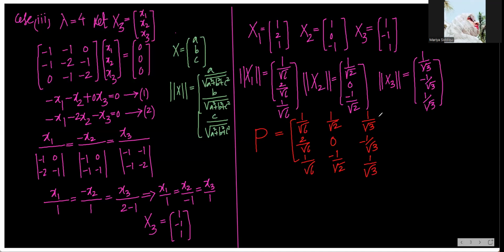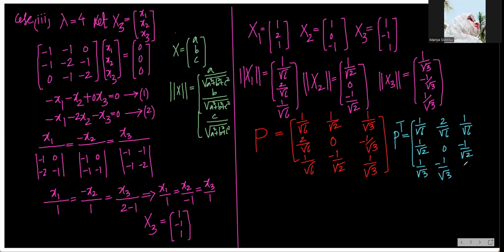So this is your matrix. Then we have to take the transpose of this. Transpose means simply rows should be converted into columns. This row, make it a column. 1 by root 6, 1 by root 2, 1 by root 3. This is 2 by root 6, this is 0, this is minus 1 by root 3. This is 1 by root 6, this is minus 1 by root 2, this is 1 by root 3.